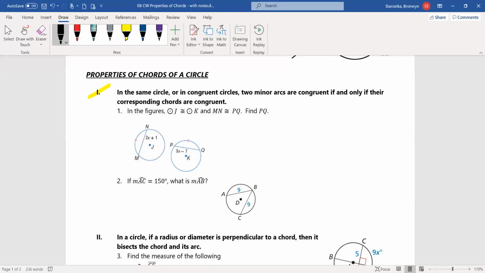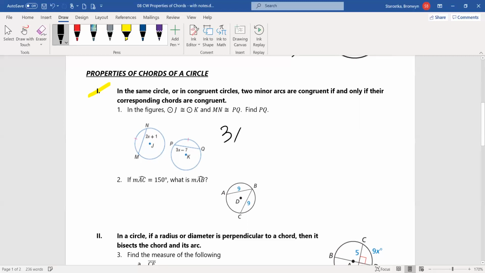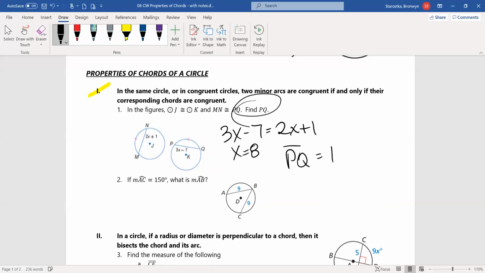So notice, and you've been making some of these mistakes on your warm-ups. You'll go, oh, let me just find x. 3x minus 7 equals 2x plus 1. I'm going to move the 2x over, add 7 to both sides, and I have x equals 8, and you go on to the next problem. But that's not what the question asked. Find PQ. So you have to plug it in. So 3 times 8, 24, 24 minus 7, PQ equals 14 units.